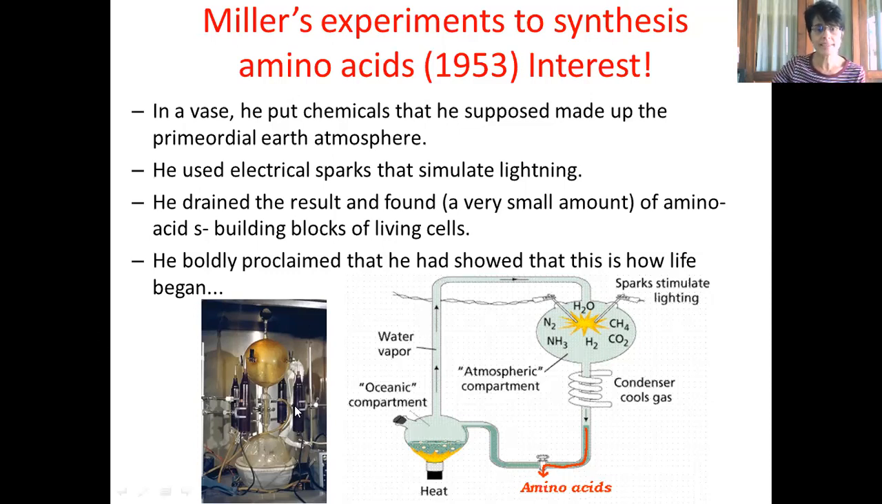You can see his apparatus there. So basically, he put chemicals that were supposed to be found in the primordial, the first oceans. All right, so there they are. And just like there were lots of volcanoes, it was heated up, and then that vapor was then condensed, and there were other gases. And then he supplied sparks, which simulated lightning, and then these molecules actually combined.